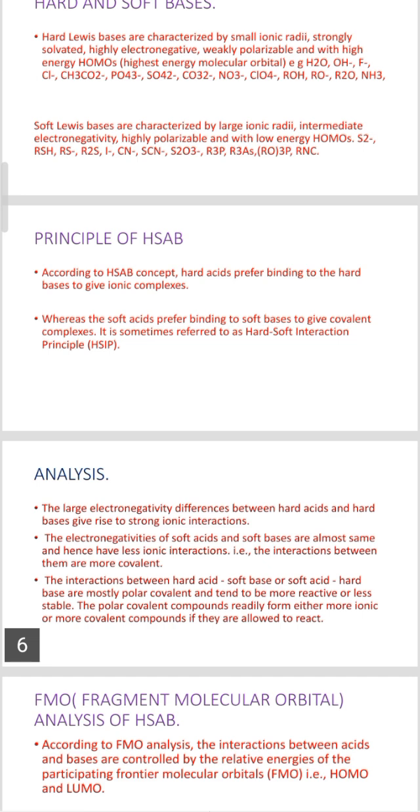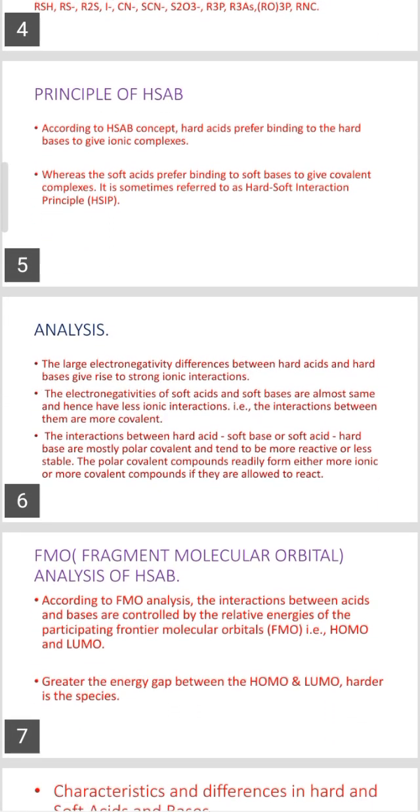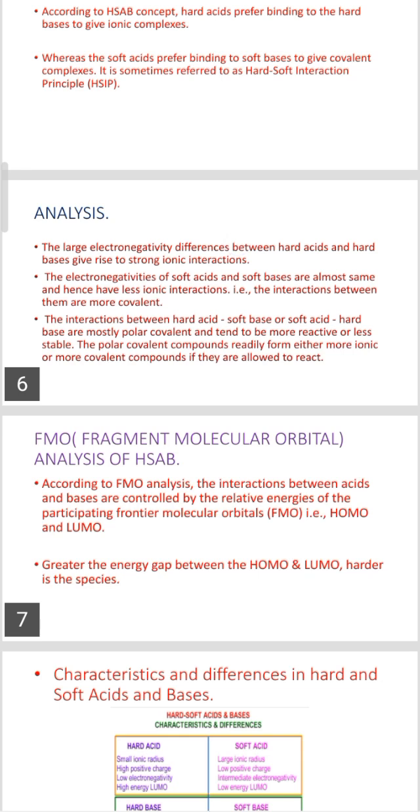Now, what gives rise to this principle? The first thing is that the large electronegativity differences between the hard acid and hard base give rise to strong ionic interaction. That is, when a hard acid and hard base interact, they are going to end up as an ionic complex, forming ionic interaction. But when a soft base and soft acid interact, they are going to form covalent interaction.